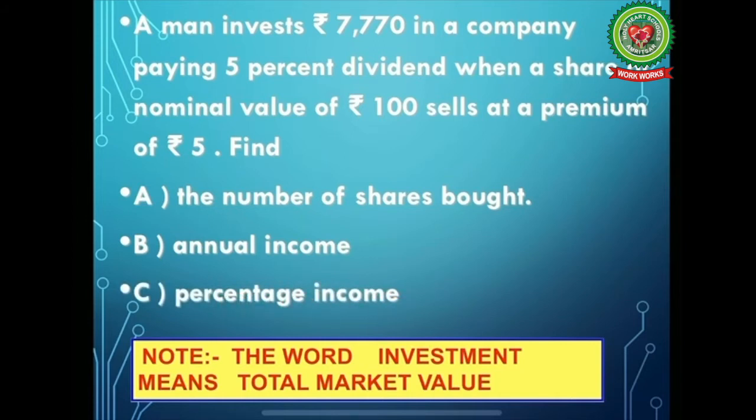Now students, in this we are given a man invests rupees 7,770. You need to remember that the word investment or invest means the total market value. So this 7,770 is the total market value. This 5% is the dividend percentage. A share of nominal value of rupees 100 means it is the face value of one share, so the face value of one share is rupees 100. A premium of rupees 5 means the premium is rupees 5.